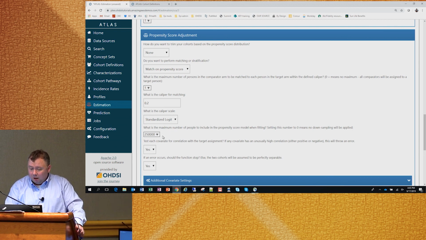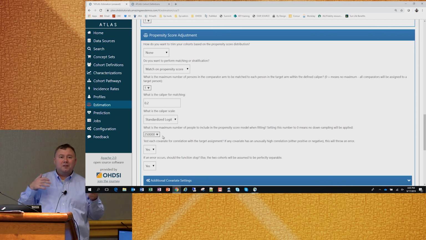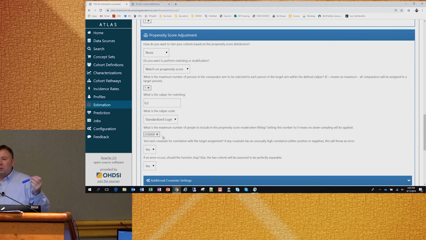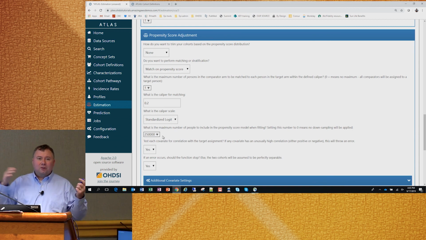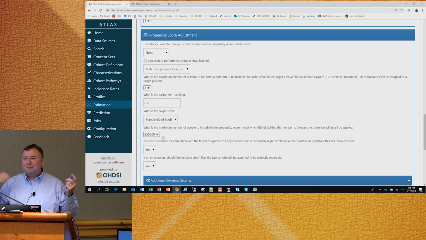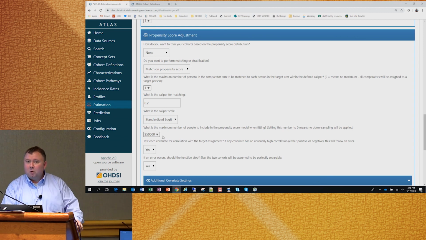The next parameter is to decide how much data you're actually going to use to fit your propensity score. We've done some empirical work to show that after you get past a few 100,000 patients, there's not really much massive change in a propensity score model. So it's okay to sample if you have really, really big data. That's not going to be our problem in this case, so we're okay with that.